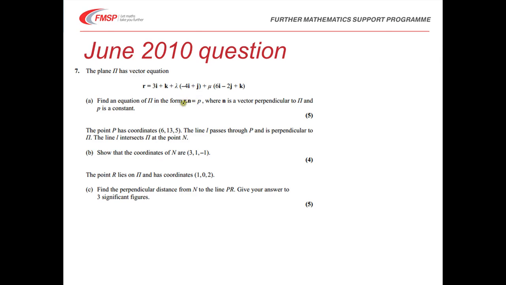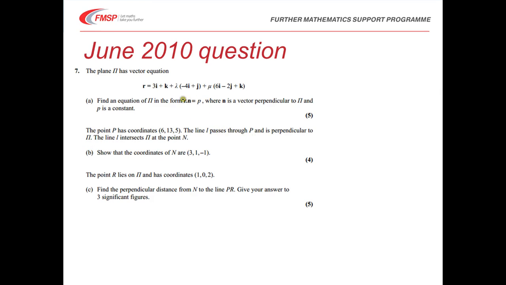Now r is the position vector of your general point, n is a normal vector, and then we can work out the number on the right hand side using any point on the plane. So this is a standard technique. Then we've got another point P, and we've got a line which goes through it perpendicular to the plane.